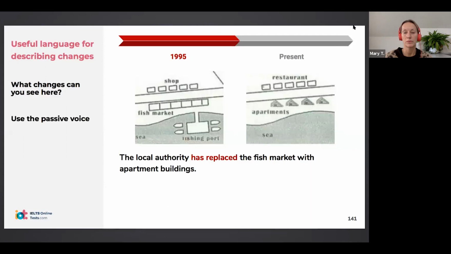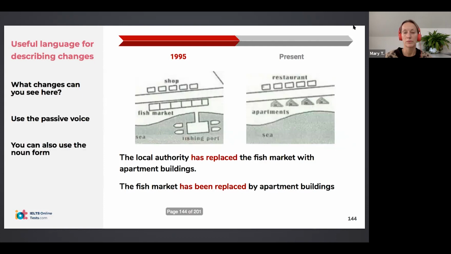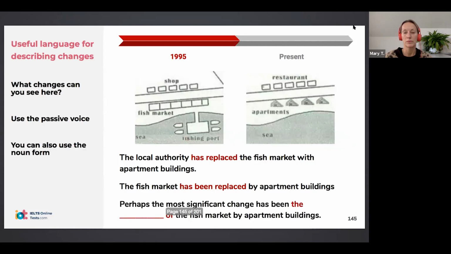Again, using the passive, how would you do that? Has been replaced, that's right. Okay, so the fish market has been replaced by apartment buildings. And the final change you can make is using the noun form. So perhaps the most significant change has been the replacement, good. Replacement of the fish market by apartment buildings, that's right.